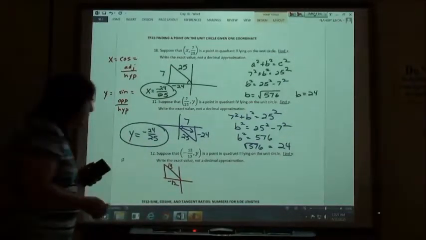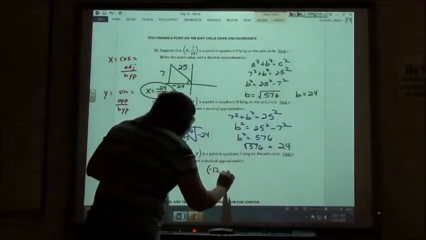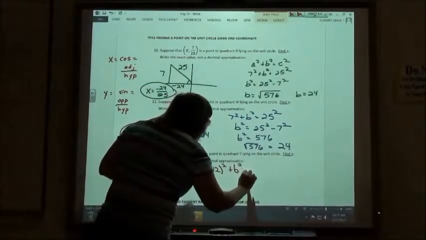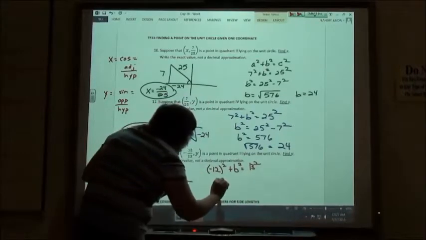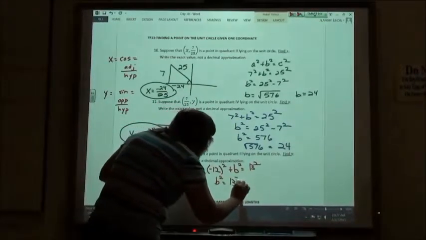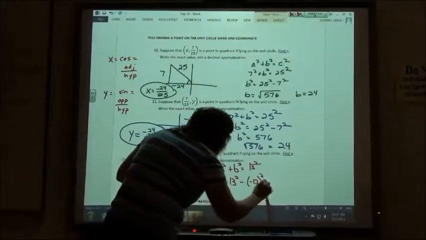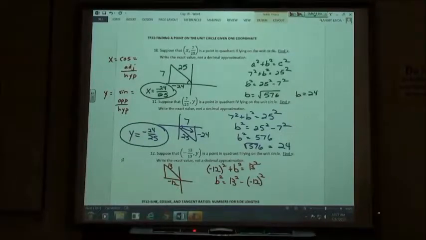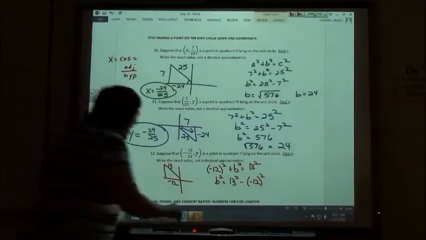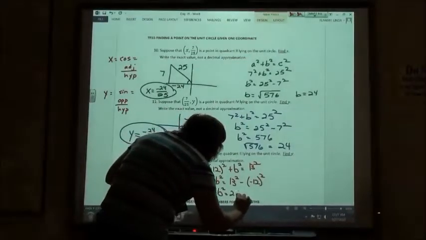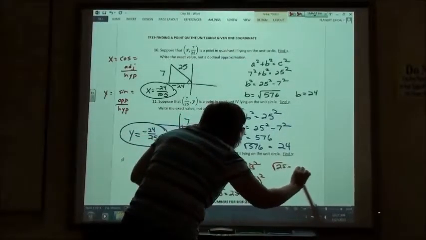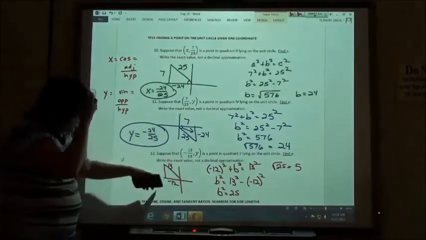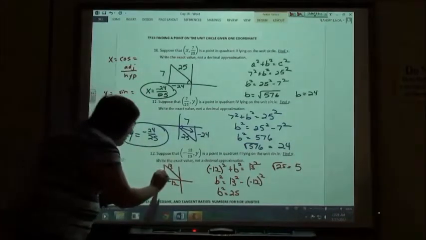And then again, we have to find that missing side. So negative 12 squared plus b squared equals 13 squared. B squared is going to equal 13 squared minus my negative 12 squared. And you know when we square that negative, it's going to become a positive. 13 squared minus my negative 12 squared, make sure you use the parentheses, is 25. B squared equals 25, so the square root of 25 is 5. This side is going up, so it should be a positive 5.